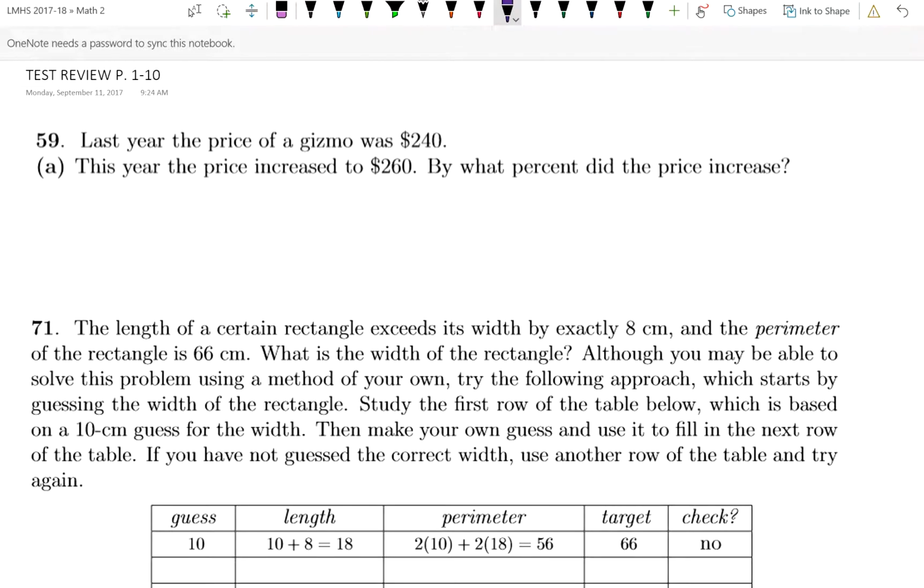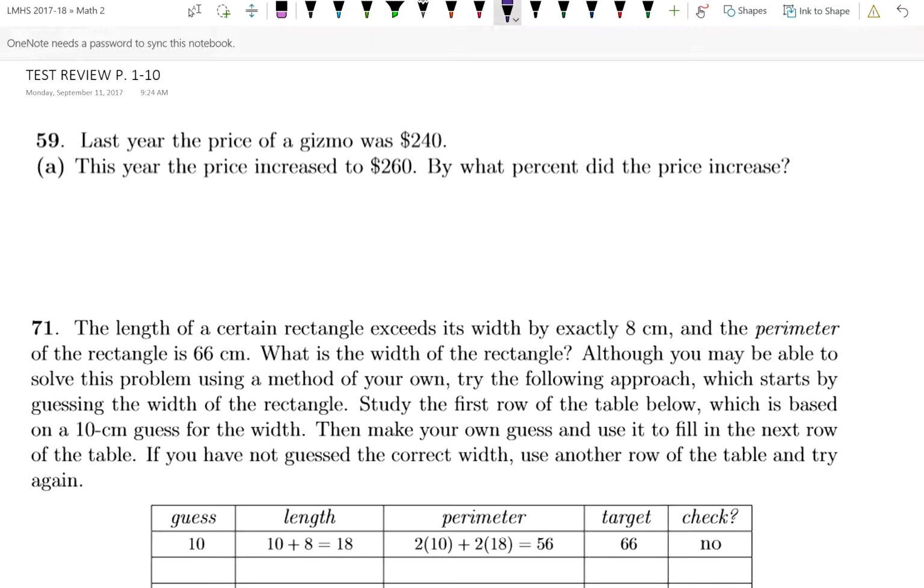Okay, so we have number 59 for the test review, page 1 through 10. It says last year the price of a gizmo, what's a gizmo? Who knows? Something, a gizmo or gadget or something, was $240. This year the price increased to $260. By what percent did the price increase? I think everybody realizes that you're supposed to do some division here, right? Some sort of division. The question is, which way do you go?